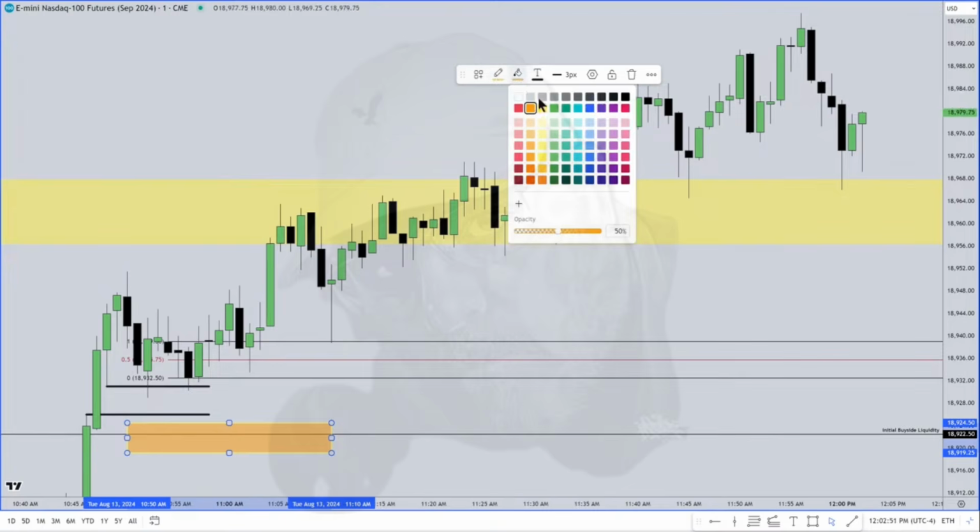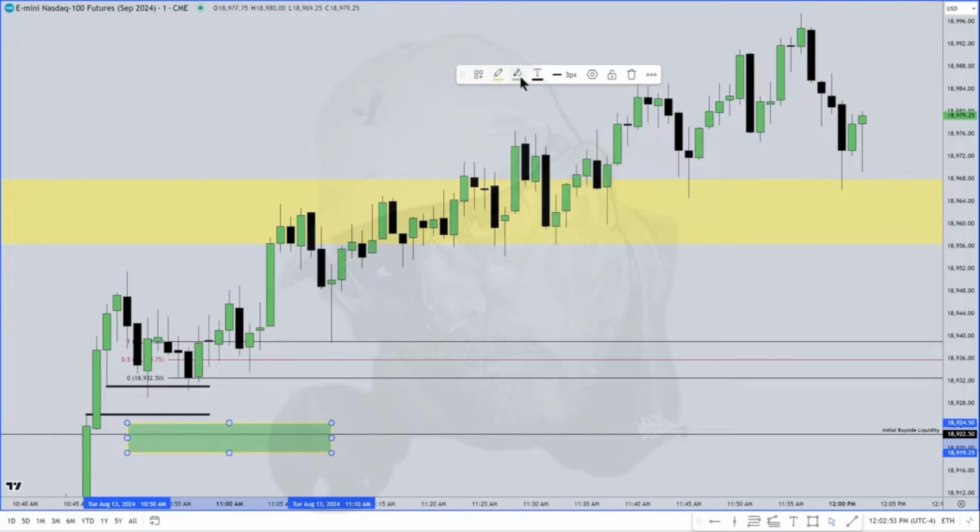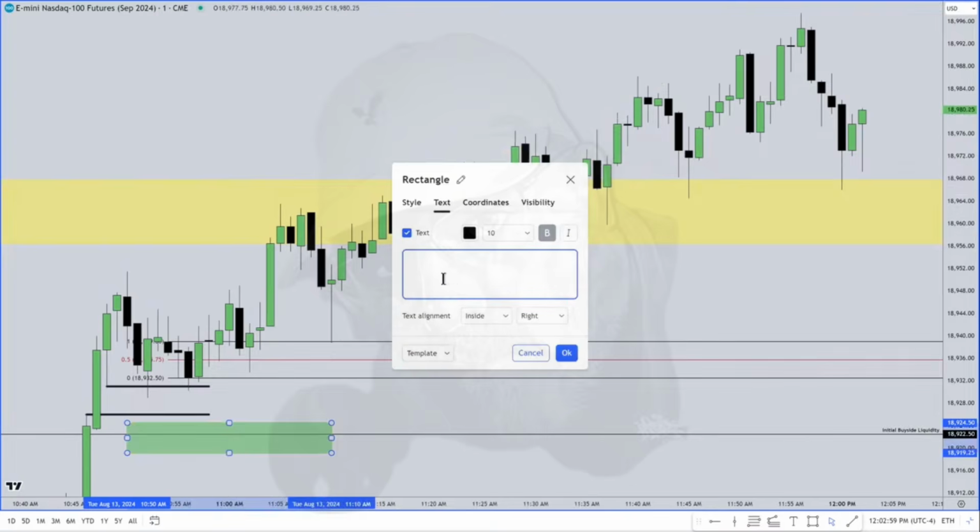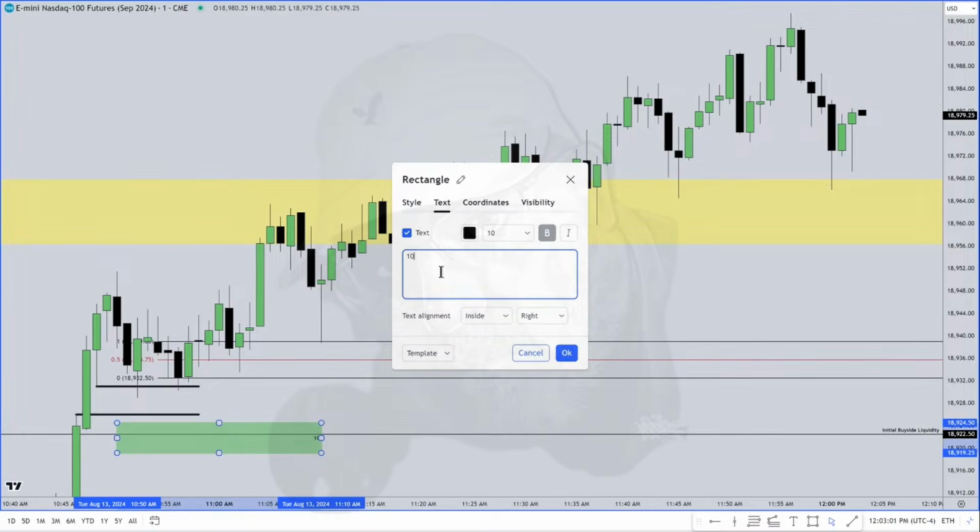That's not the right color. Okay, and this would be labeled on your chart 10:50 to 11:10 a.m. Eastern Time. Always Eastern Time. Inside, center.